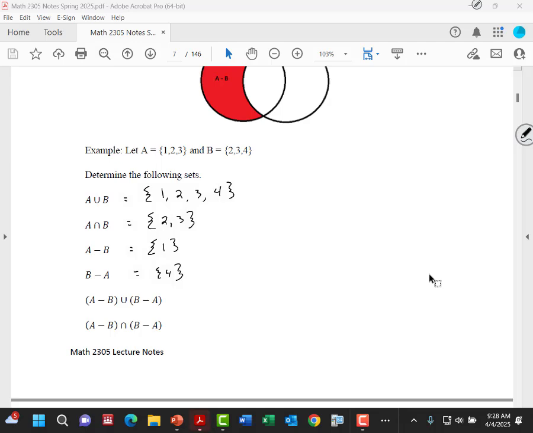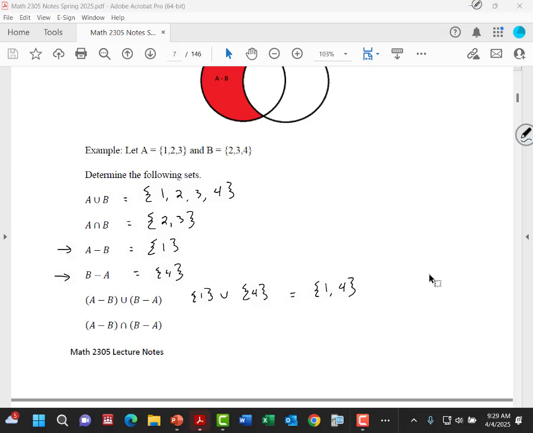Okay, now let's combine these previous two and see if I can find the union and the intersection. So let's take A minus B, that's this set right here, so 1, union B minus A, which is the set with just 4. And so 1 or 4 is simply the set with 1 and 4 in it.